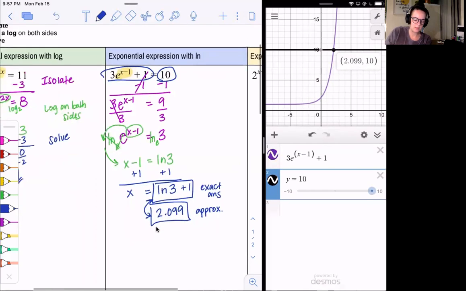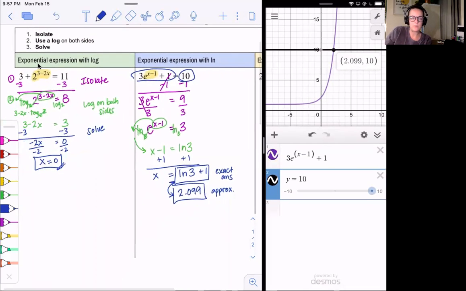All right. So when we have one exponential equation, we follow these same steps: isolating, taking the log, and then solving. We're going to use the same steps. We're just going to have to do it 2 times for the next one.